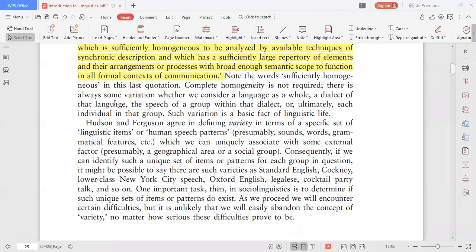Sorry, okay, so as I was saying, note the word "sufficiently homogeneous" in this last quotation. It says that complete homogeneity is not required. Complete homogeneity in a society is not possible because of geographical distance and differences, cultural differences, and religious differences. Their language, intonation, choice of words and vocabulary will also be different. Also, because of social background, people from the upper class use the language in a different way than the lower class and middle class, who have their own choice of words, vocabulary, diction and style. So complete homogeneity from a specific geographical area, actually, we cannot have it.